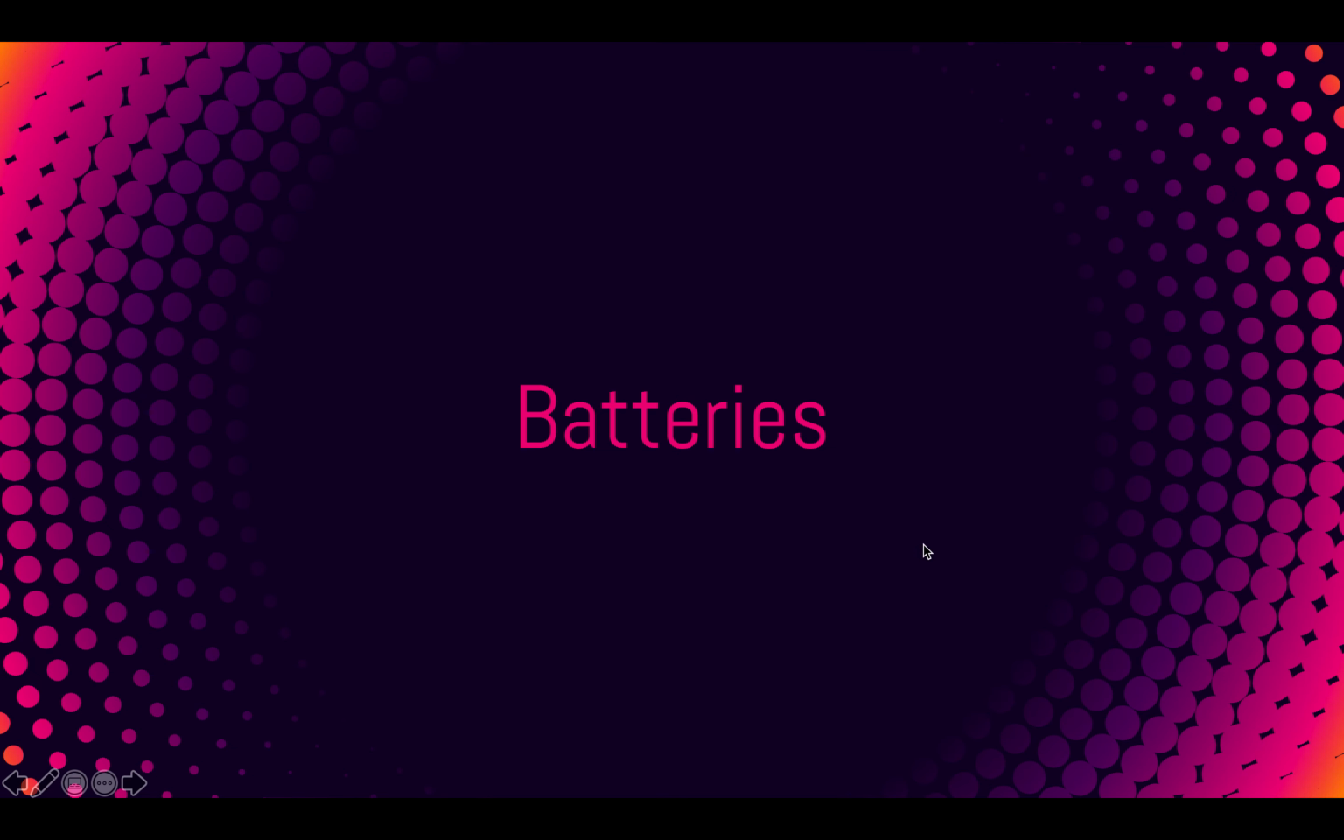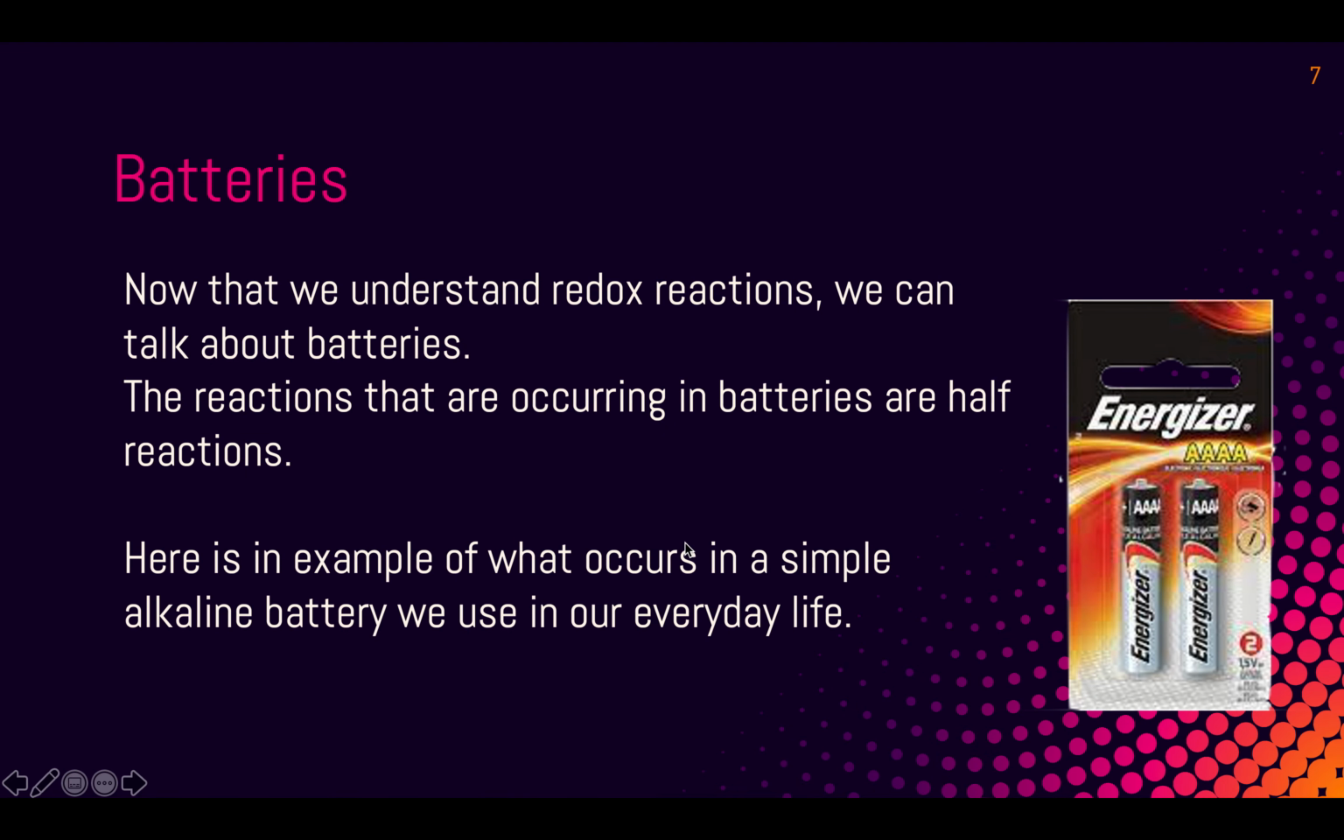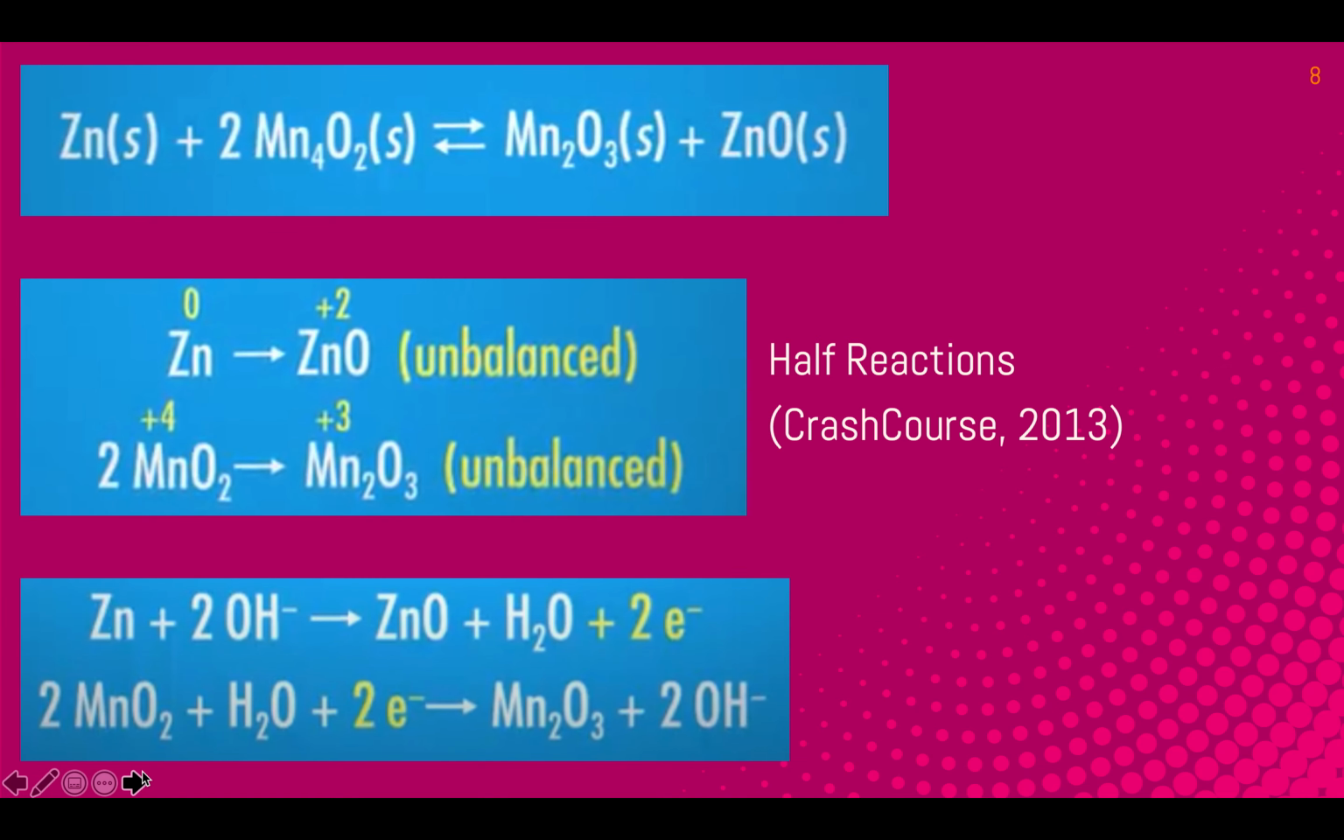And now that we understand oxidation reduction, we're going to talk a bit about batteries. So now that we understand it, reactions that are occurring in batteries are half reactions, kind of like I said, two reactions happening at once. So here's an example of what occurs in a simple alkaline battery that we use in our everyday lives. So here we have zinc reacting with manganese dioxide to produce manganese 2 oxide and zinc oxide.